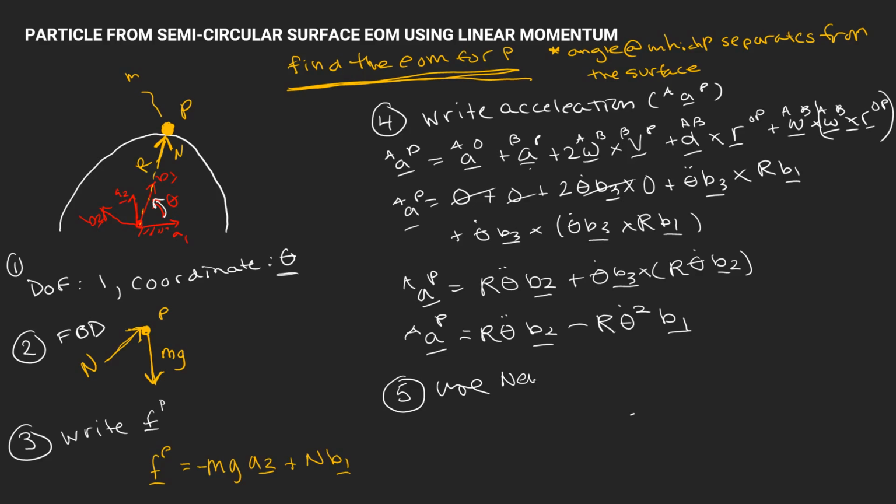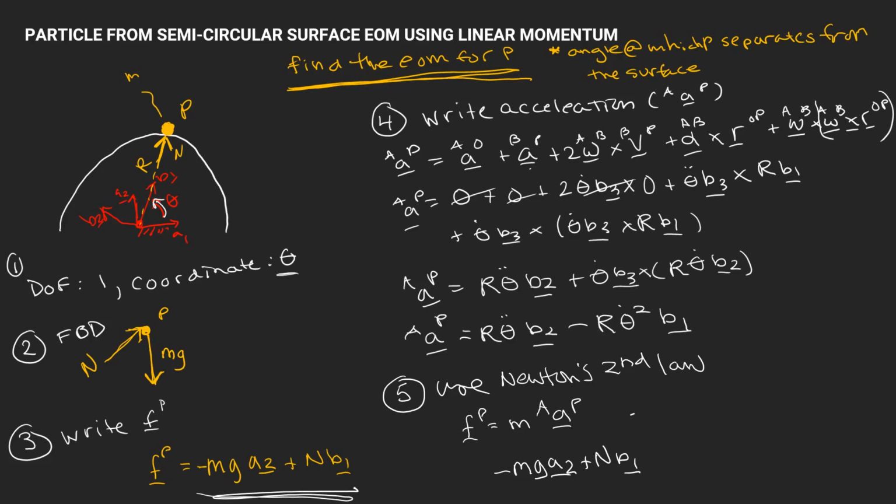So use Newton's second law, which is that force is equal to mass times acceleration. So we plug in our forces. So we have force vectors equal to negative mg A2 plus NB1, right? So that comes from right here, equal to m times our acceleration vector, which is up here. So now we have R theta double dot B2 minus R theta dot squared B1.